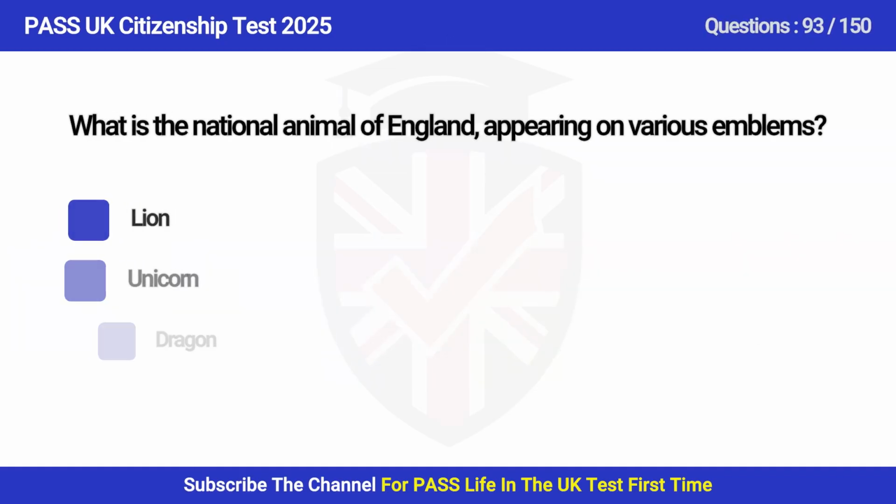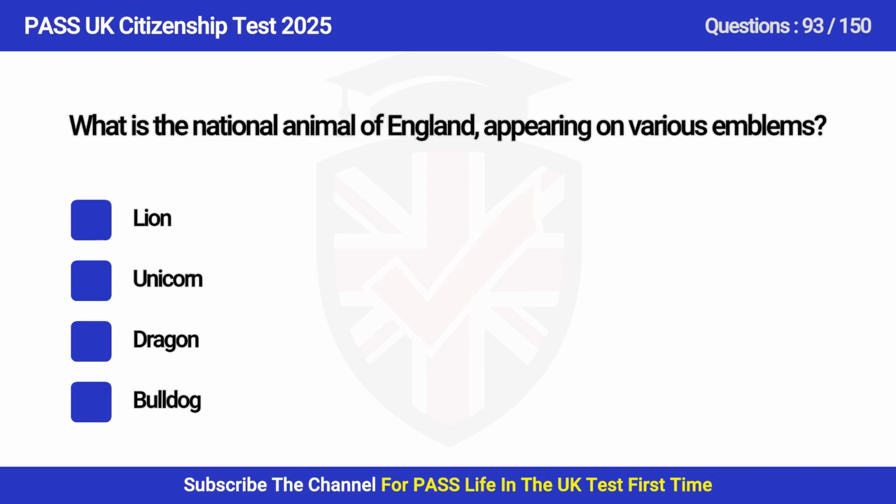Question 93. What is the national animal of England appearing on various emblems? A. Lion. B. Unicorn. C. Dragon. D. Bulldog.